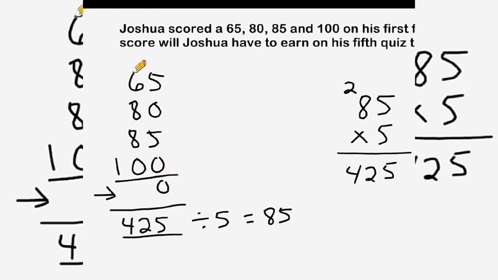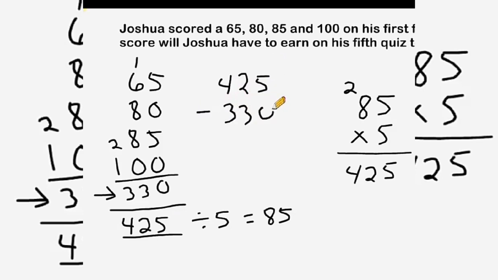Their sum: 5 and 5 make 10, carry 1. Then the sum of 1, 6, 8, 8 gives me 23. Now 2 plus 1 gives me 3, and I obtain the sum of 330. Now I will have to subtract 330 from 425. So 425 minus 330 gives me the difference, which will be my 5th quiz mark.